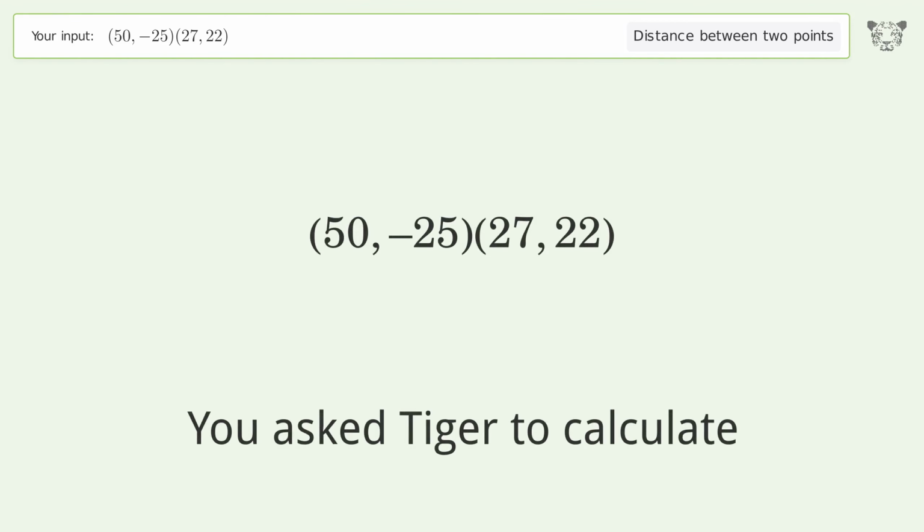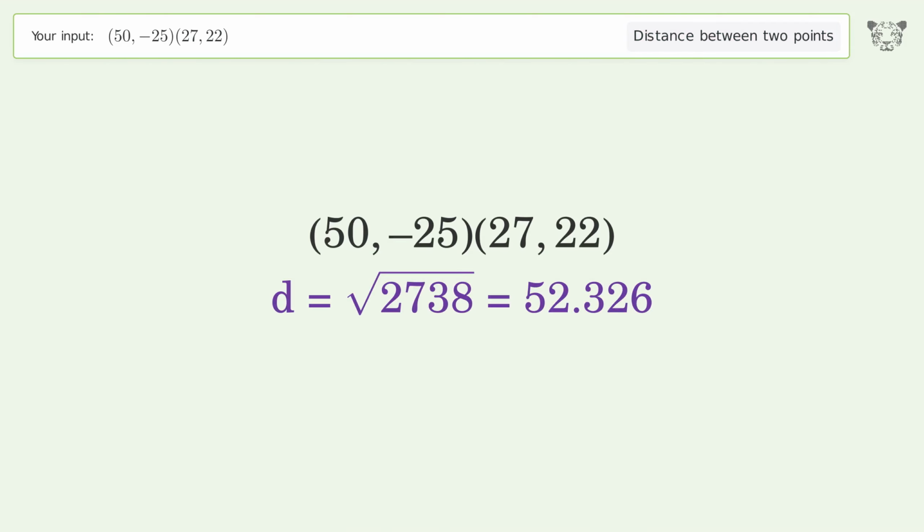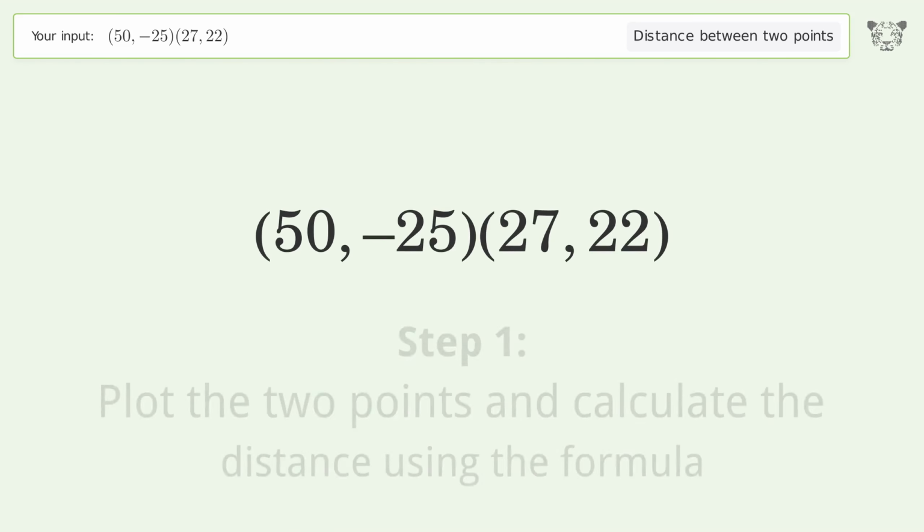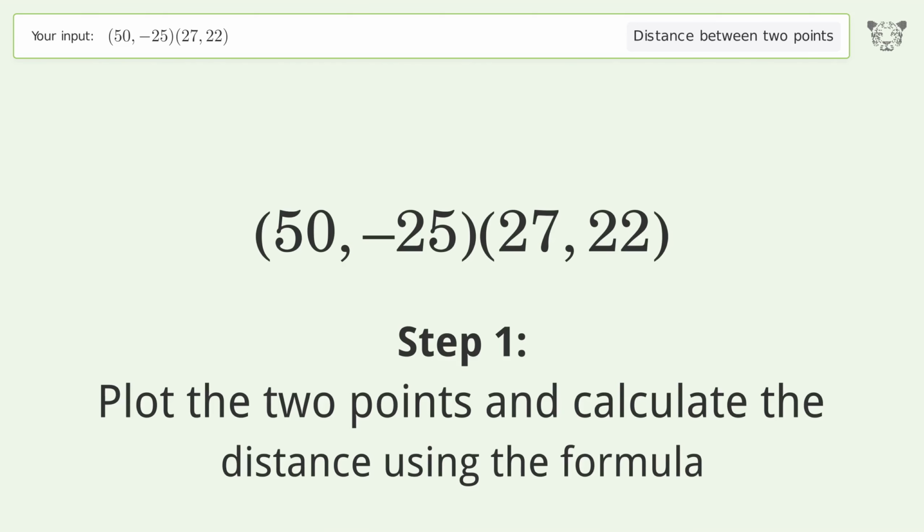You ask Tiger to calculate. This deals with the distance between 2 points. The distance between the 2 points is the square root of 2,738, or 52.326. Let's solve it step by step. Plot the 2 points and calculate the distance using the formula.